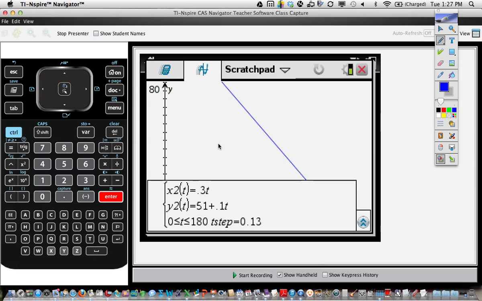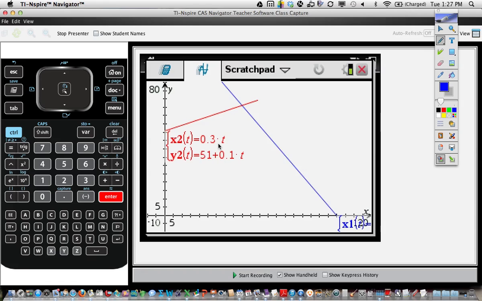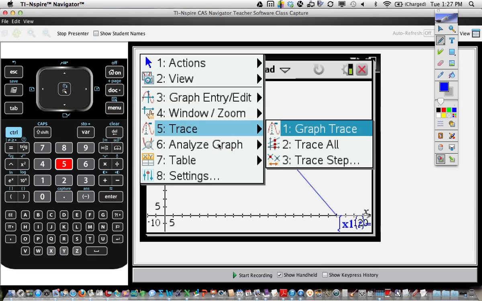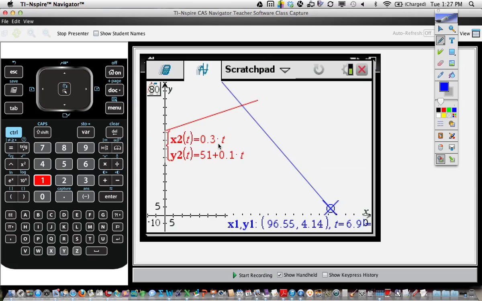And hit enter. So clearly now we can see that they do cross. But the question is, where are they at various times? So you said 110, right? So go to trace right now. Go to trace and let's do graph trace and type in a 110. 110 minutes. And sure enough, that's where the ranger is. That's when the ranger gets there.